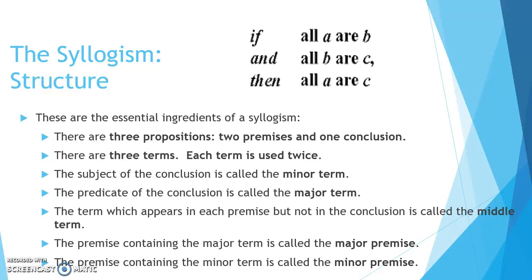The premise containing the major term is called the major premise. The premise containing the minor term is called the minor premise. So as you see in the example, if all A are B and all B are C, then all A are C. This is a logical deduction. C is the major term, A is the minor term, and the middle term is B.